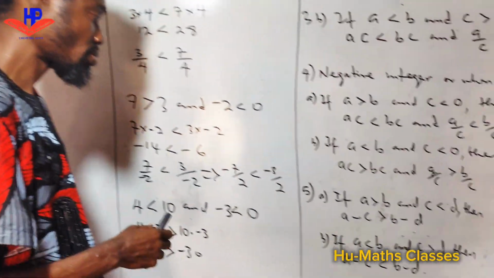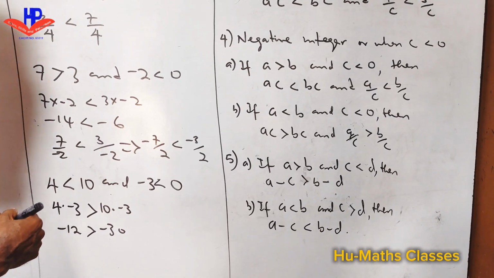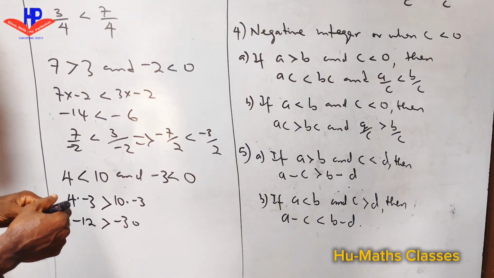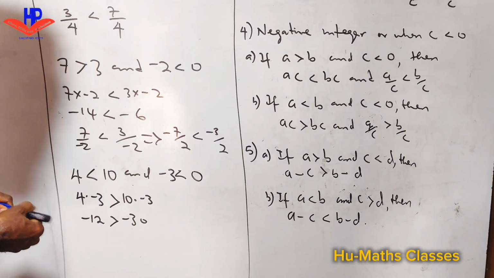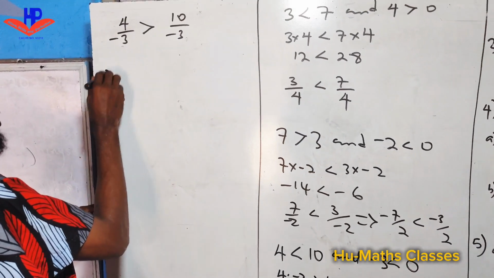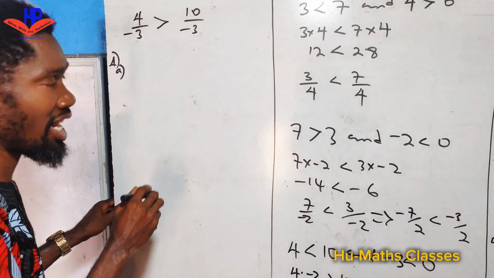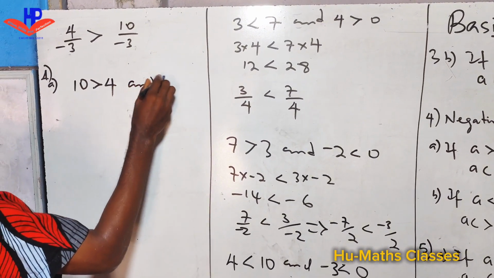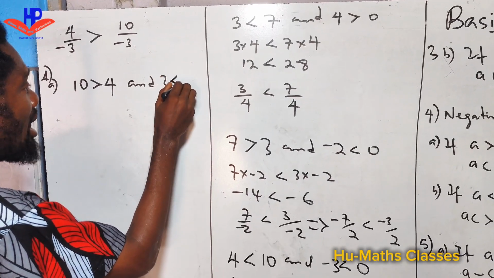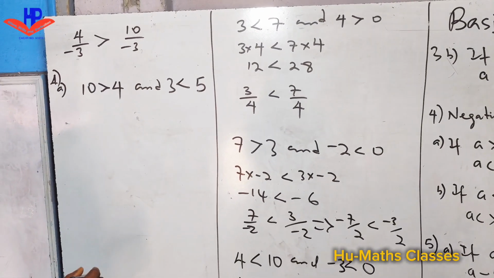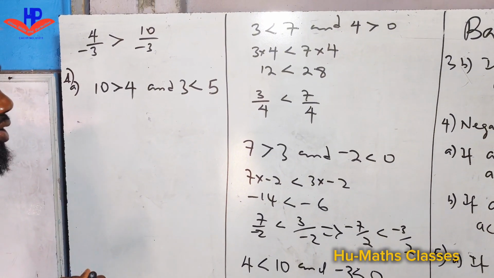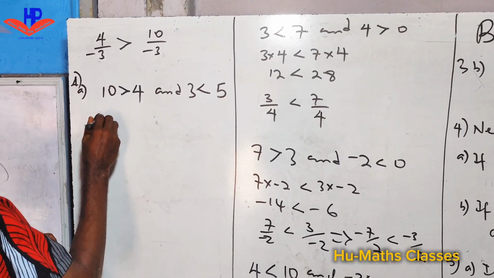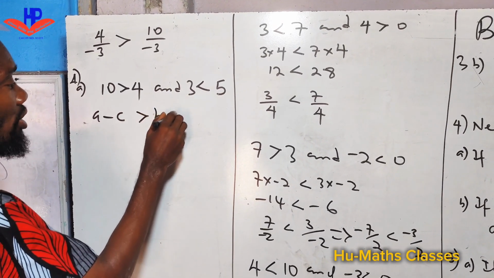The fifth rule states that if a is greater than b and c is less than d, where d could be any number, then a minus c will be greater than b minus d. Let's see that problem here. The a part of that rule states that if a is greater than b, let's say 10 greater than 4, and 3 is also less than 5, that is, if a is greater than b and c is less than d, then a minus c will be greater than b minus d.